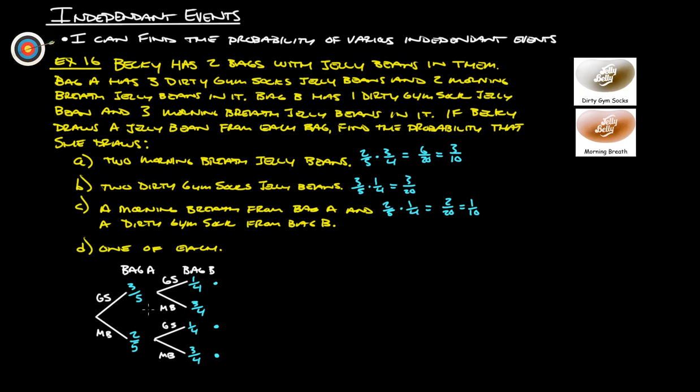Okay. And then what's the probability of getting one of each? I'm going to change colors here just because this is going to be a little different. So that would be a Gym Sock and a Morning Breath, this one here. Or you could get Morning Breath and Gym Sock. So we would get either one of these two here. That would be 3/5 times 3/4. Or means we would add this probability to the probability of getting the other one, which would be 2/5 times 1/4. So that gives us 9/20ths plus 2/20ths, which gives us 11/20ths on that one there.